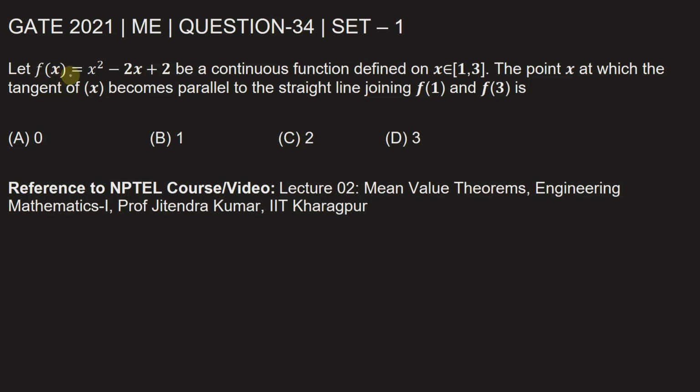The question is: let f of x equal x squared minus 2x plus 2 be a continuous function defined on x belonging to the closed interval 1 to 3. The point x at which the tangent of f of x becomes parallel to the straight line joining f of 1 and f of 3 is... Let's draw the function f of x to understand this problem in more detail.